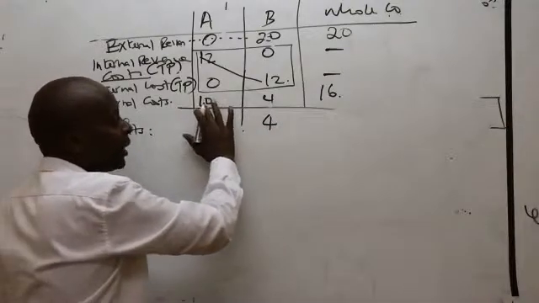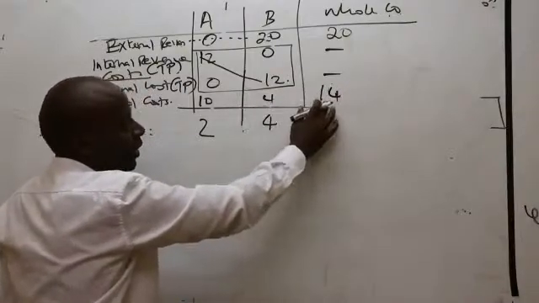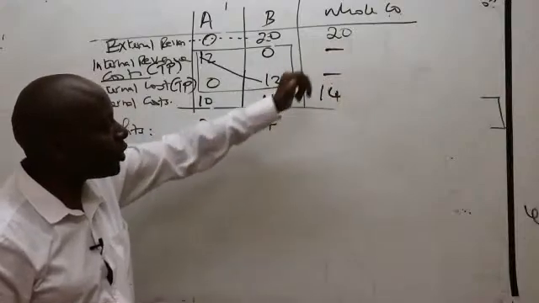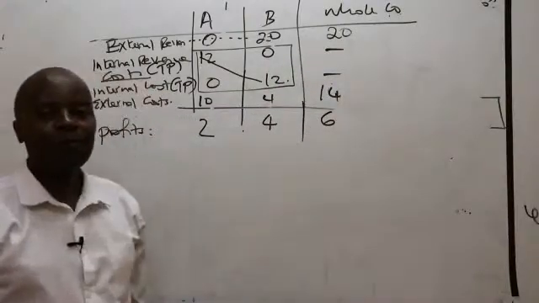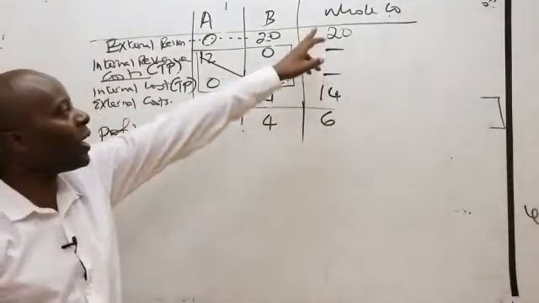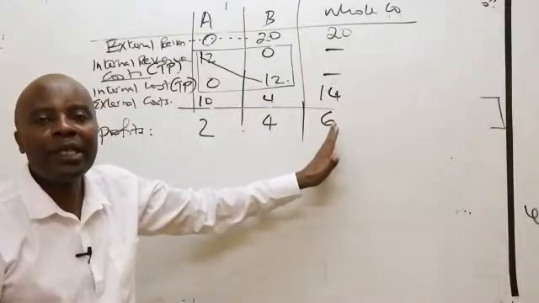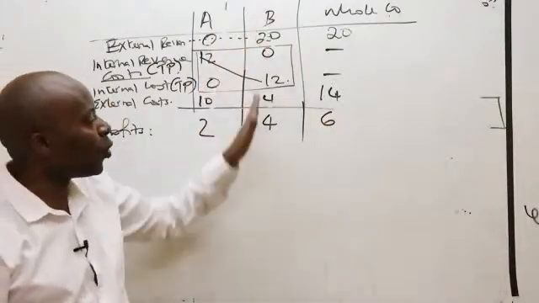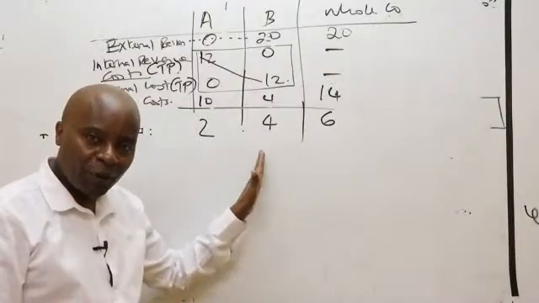Sorry, this is supposed to be 10 plus 4, which is 14. Sorry for that. And then lastly, we have here 20 minus this cost of 14, which gives us 6. So you can see the whole company's profit is 6, which has been split to the two divisions, A getting 2 and B getting 4.